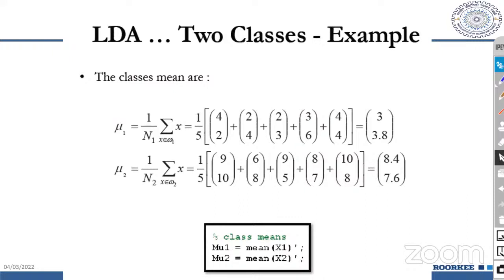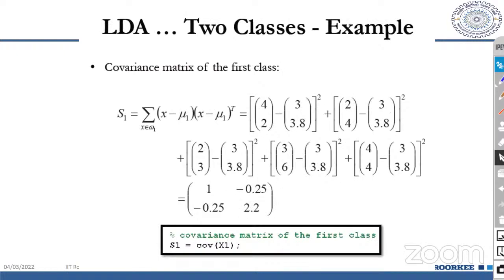That's the first step. The second step is finding the covariance matrix. We have the set of points, the vector X, and we computed the mean mu1. So the summation of (x minus mu1) into (x minus mu1) transpose will be your covariance matrix.